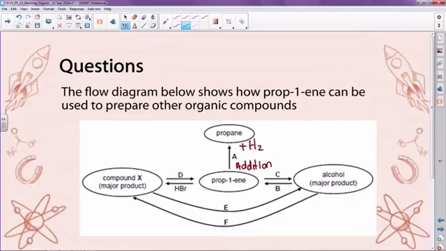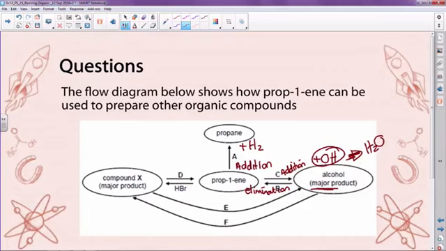Then we go from prop-1-ene to an alcohol, and they want the major product. We'll talk about those later. The only way that can happen is if I'm adding OH to this, so it's also an addition reaction. The opposite of an addition reaction, going back to propene, would be an elimination reaction, because we're taking water out. We probably didn't just add HO. This is a condition, so we probably did it with water. We'll look at that a little bit later.